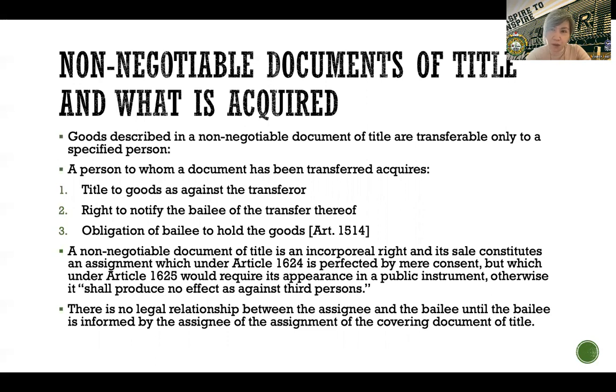So take note that there is no legal relationship between the assignee and the bailee until the bailee is informed by the assignee of the assignment of the covering document of title. As long as the bailee is not notified, then he is not bound by that assignment or by that transfer of the non-negotiable document of title.